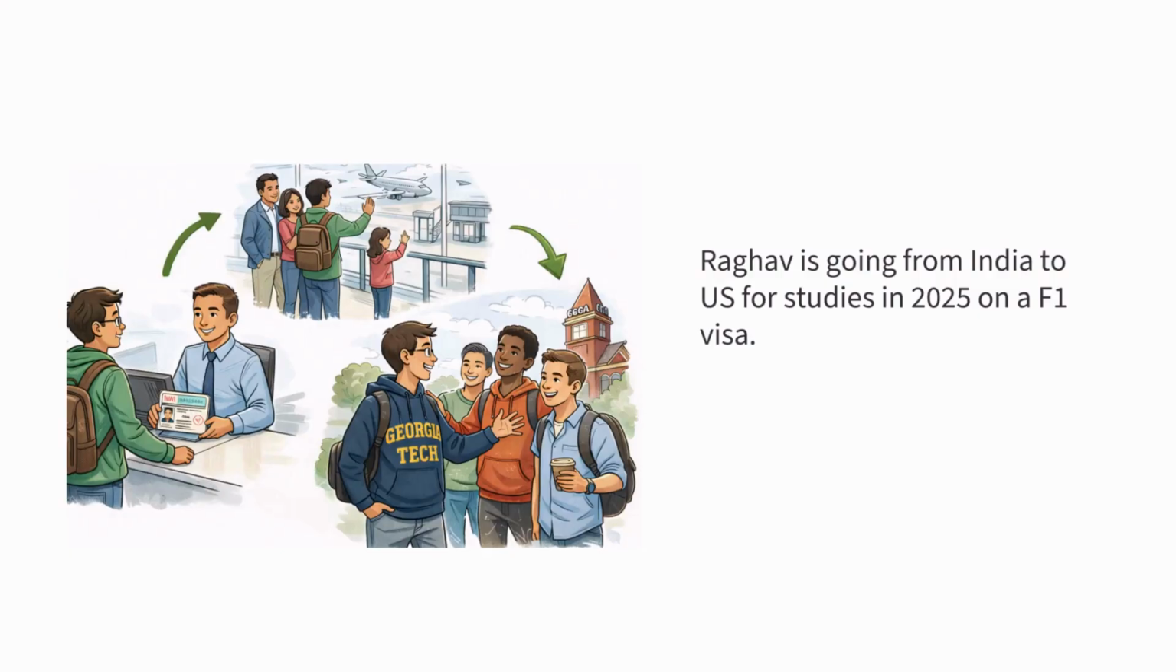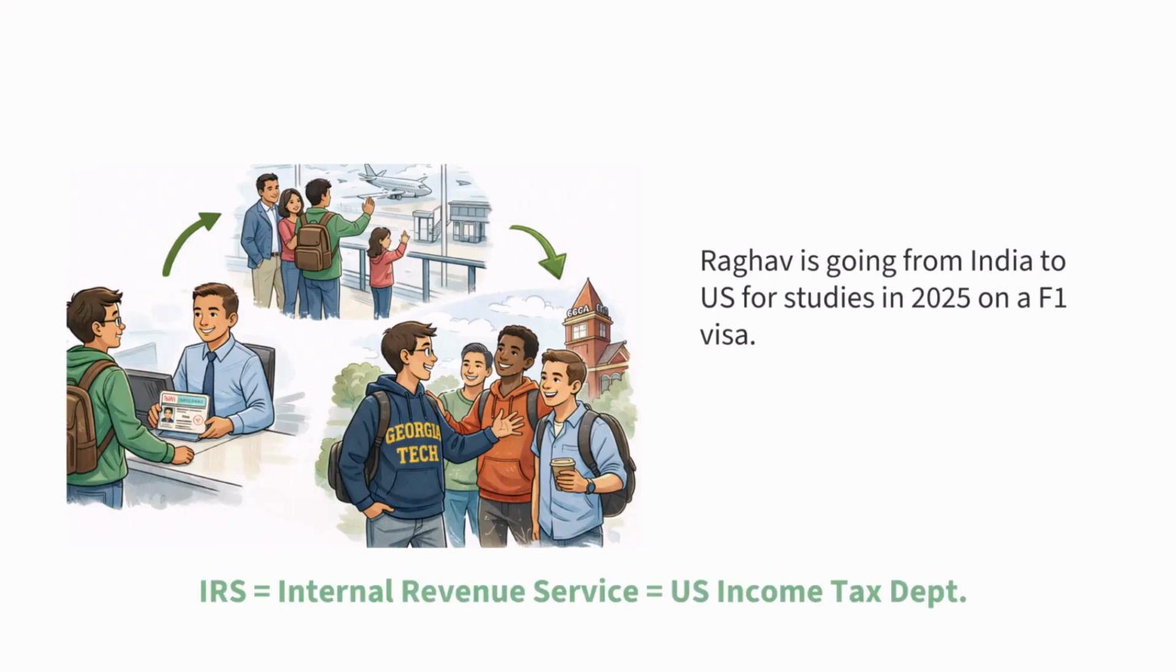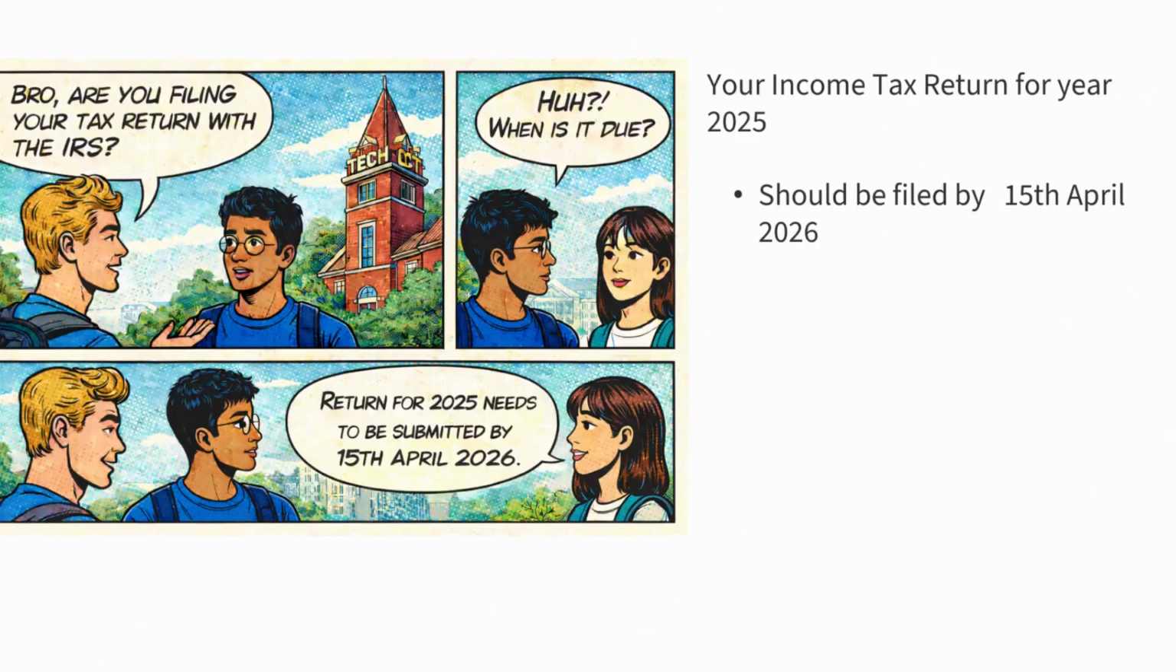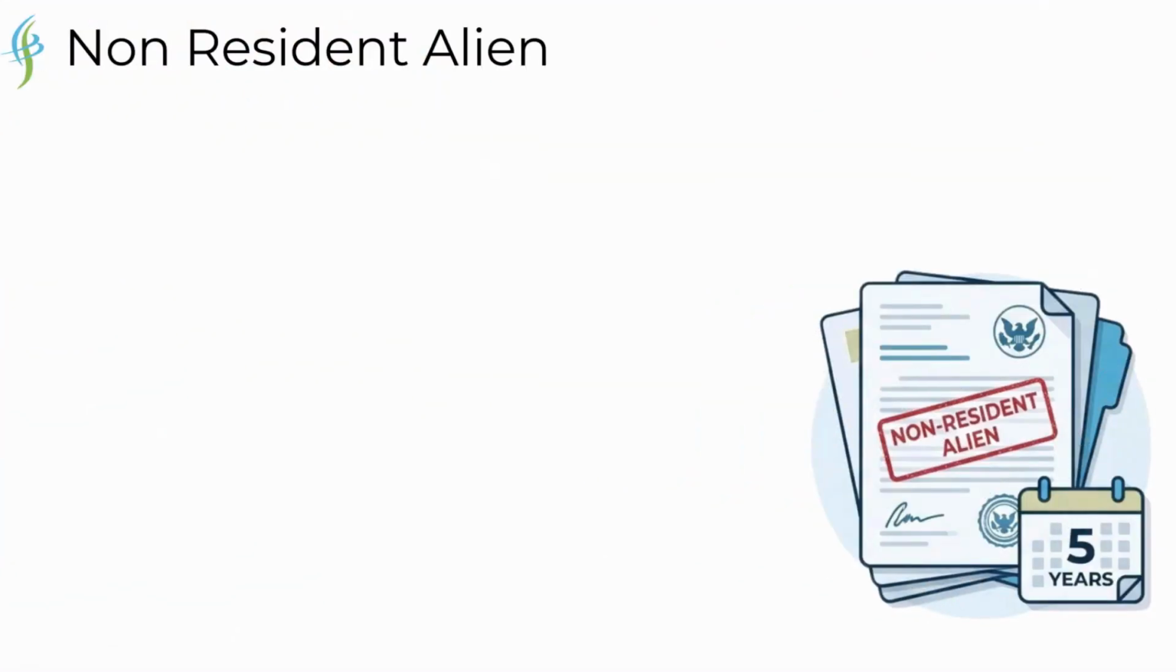For the purpose of this video, let's take the example of Raghav, who moved from India to the US in 2025 on a F1 visa. In 26, Raghav needs to file his US income tax return with the IRS. The US tax year is from 1st January to 31st of December each year, which means that the 2025 tax year will be from 1st January 2025 till 31st of December 2025. The last date for filing this tax return is 15th April 2026.